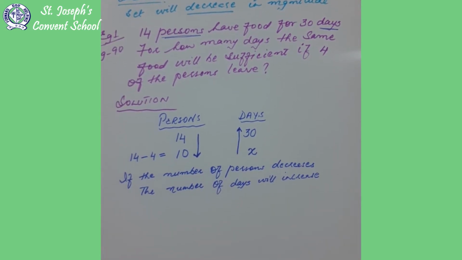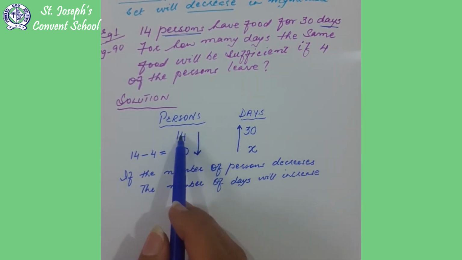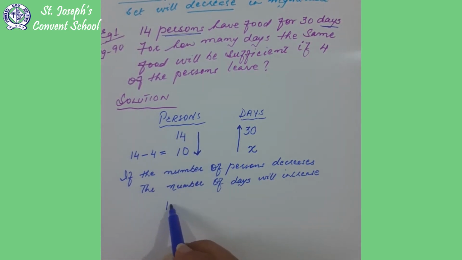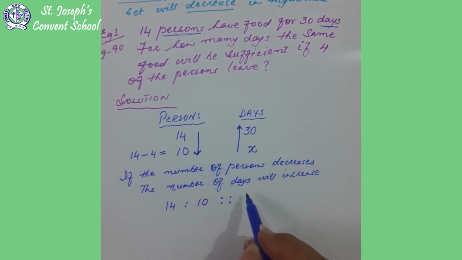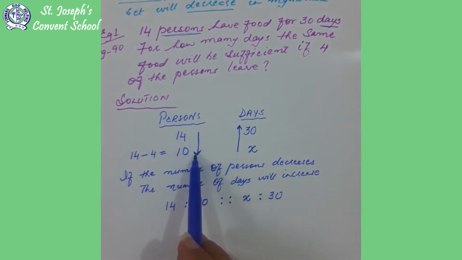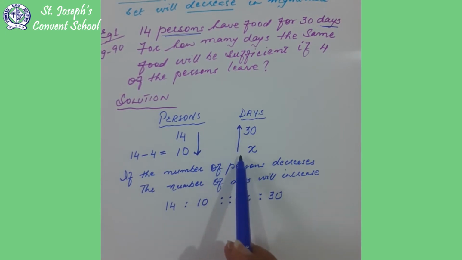Now how are you going to write it in proportion form? Start with the tail. From here, you'll write 14 first and then till the arrow. 14 is to 10. Okay, then proportion sign, and again start from this tail. X is to 30. Start from the tail, then in the arrow direction. 14 is to 10, X is to 30. So this way you are going to write the proportion.